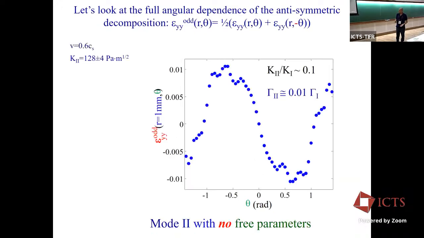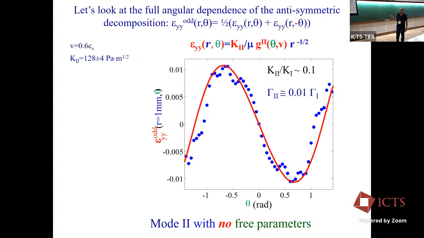So at a given radius, this is the behavior of the asymmetric part of this signal with the angle. And we can compare it to the mode 2 prediction for the same value of this K2, this stress intensity factor for mode 2, with no free parameters, and it fits very well. So this is telling us that we really do have a singular shear component that somehow develops at the tip of this running crack.